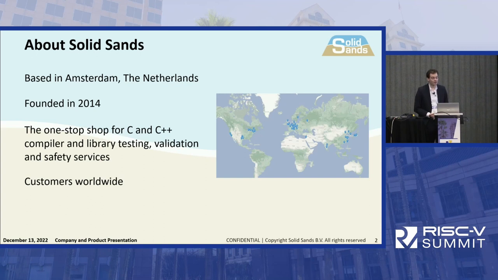Our company was founded in 2014 as a spin-out of a compiler development company. As part of the compiler development was also the maintenance of a test suite for C and C++ implementations. In 2014, it was decided to put that test suite on its own feet to focus more on extending it for the latest versions of C and C++, and also to focus on safety-critical applications. That is how Solid Sands was born, and since then we are the one-stop shop for C and C++ compiler and library testing, and for related validation and safety services. We have customers worldwide, which is very nice because we are from such a small country, we are still making an impact all over the world.